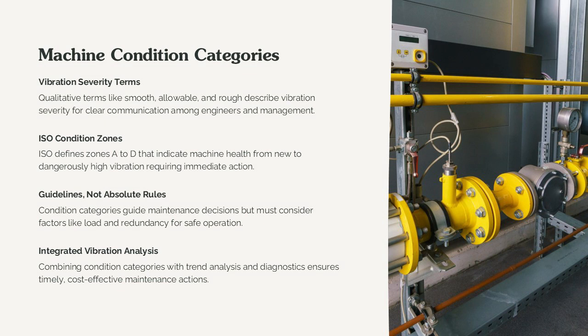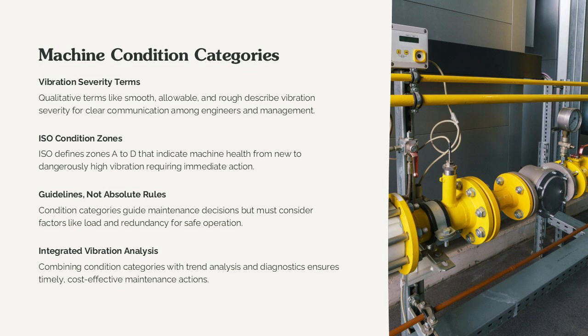Machine condition categories are used to translate numerical vibration values into practical maintenance decisions. Terms such as very smooth, smooth, good, allowable, tolerable, rough, and very rough are commonly used to describe vibration severity. These qualitative descriptors help engineers communicate machine health to non-specialists and management. Under ISO standards, condition zones are clearly defined.